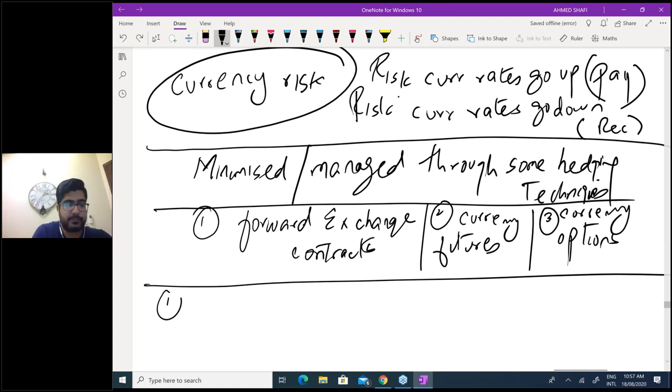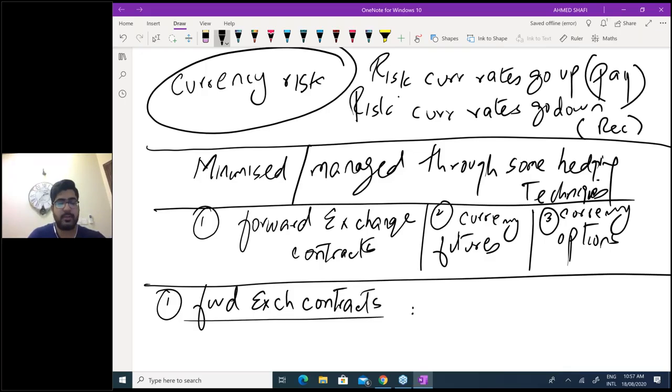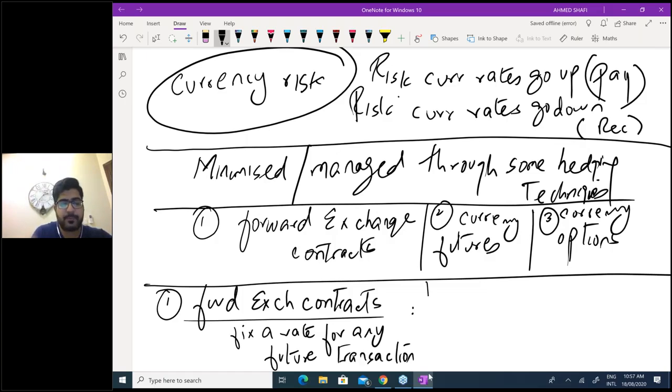Now the first technique, forward exchange contracts. Forward exchange contracts is basically a risk management technique in which we fix a rate for any future transaction. It is an arrangement offered by banks, money changers, or financial institutions where we fix a rate for any future transaction.